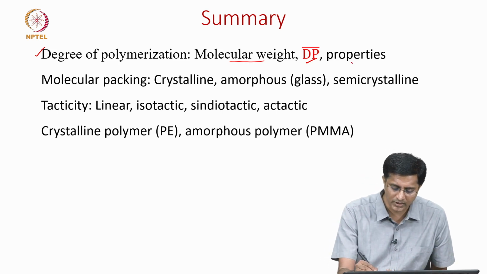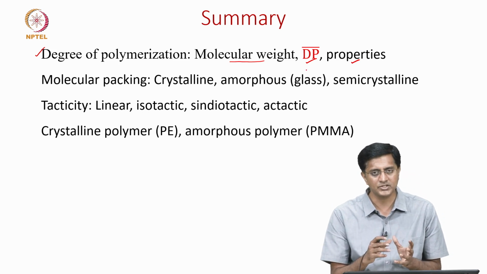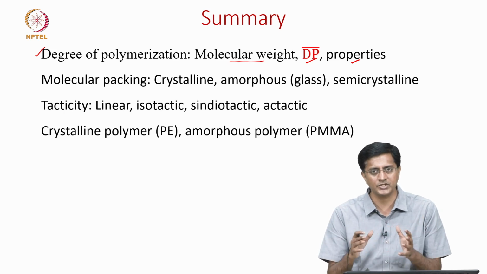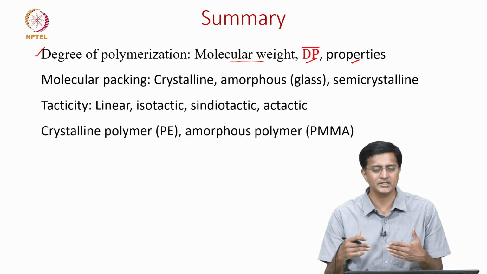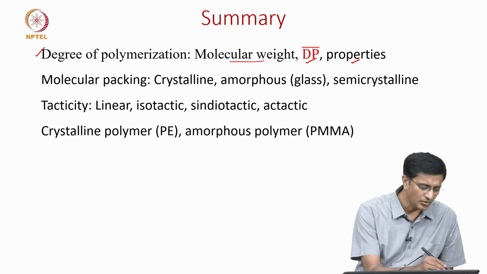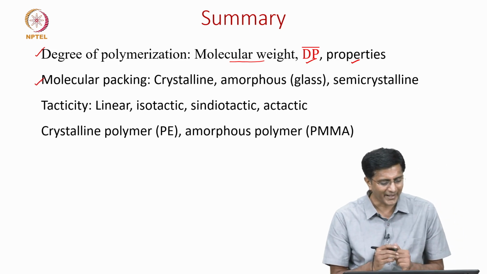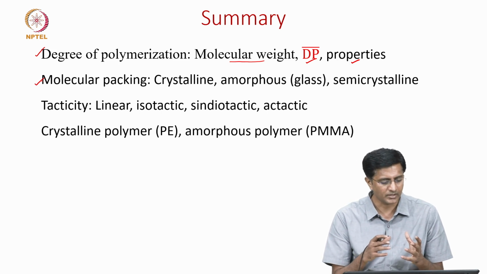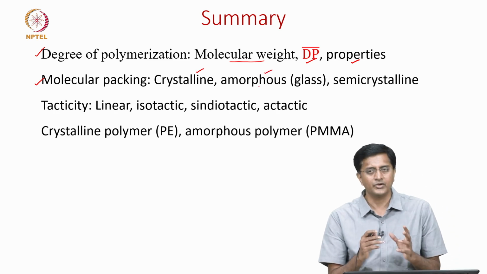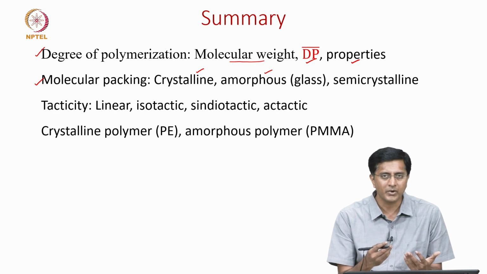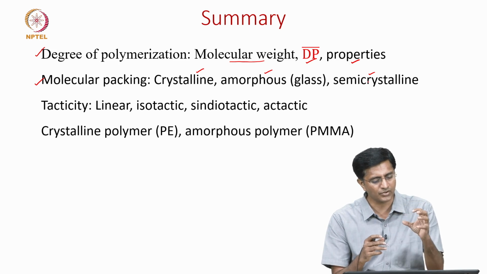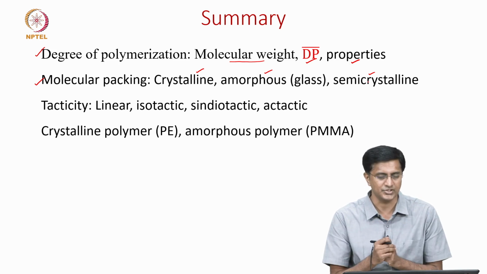There is a range of variation in this dP in a single polymer. We also showed that the degree of polymerization plays a big role in defining the properties of these polymers, meaning that if the polymer chains are long, usually the strength is high, the viscosity is high, and the softening temperatures are high. We also looked into molecular packing, saying that polymers can go to a crystalline form or an amorphous form, but usually there is no perfect crystalline polymer. Usually it is a semi-crystalline polymer, meaning it has pockets of crystalline as well as amorphous regions.